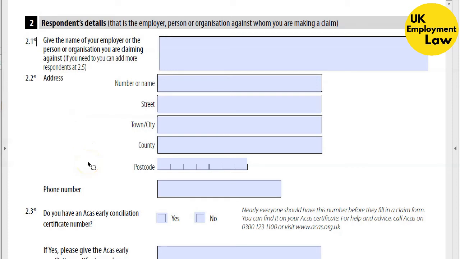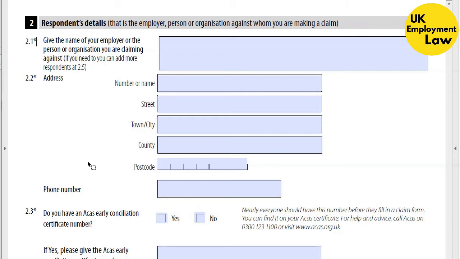2.1 states, give the name of your employer or the person or organization you are claiming against. Who is the correct respondent? If it is anything other than discrimination allegation in general, it is always your employer. Who is your employer? For this, you need to look at your employment contract. If you work for small businesses, this may get confusing sometimes.